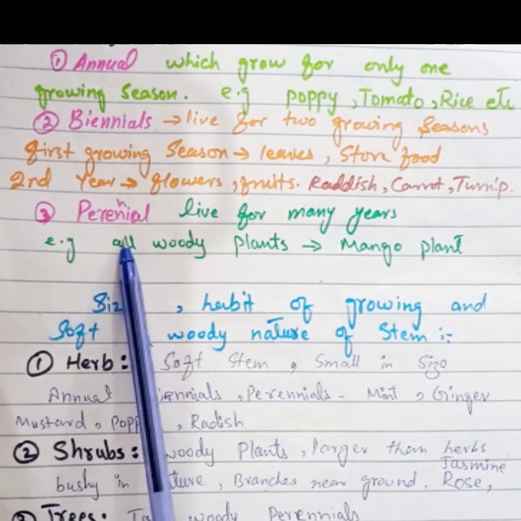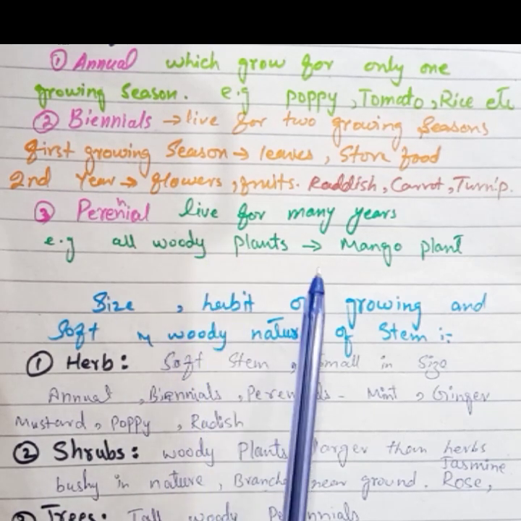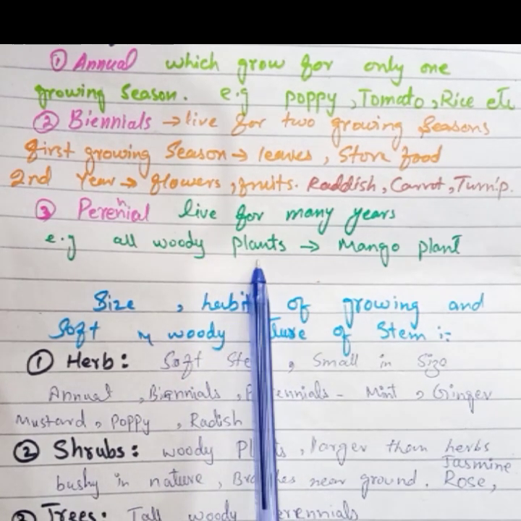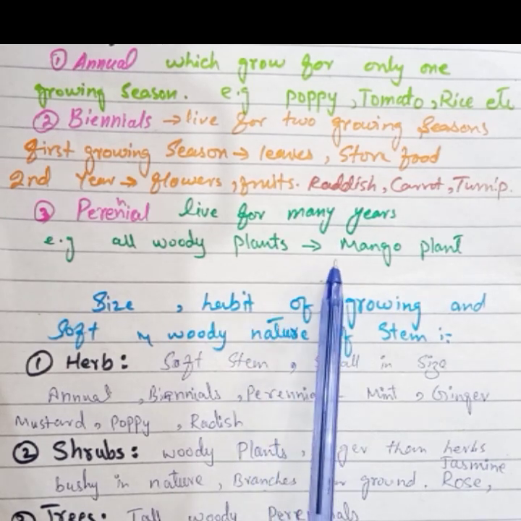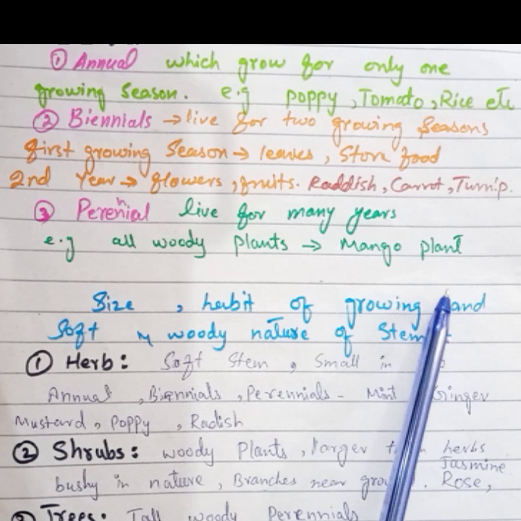The third type is the perennial plants. So perennial plants live for many years and produce seeds annually. Every year they will give you flowers, fruits, and seed. Example is all woody plants, including mango plant, apple plant, or any other tall plant.